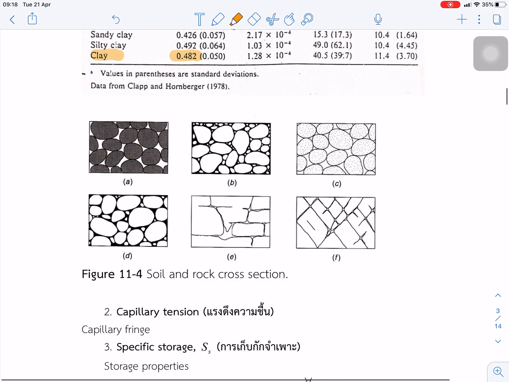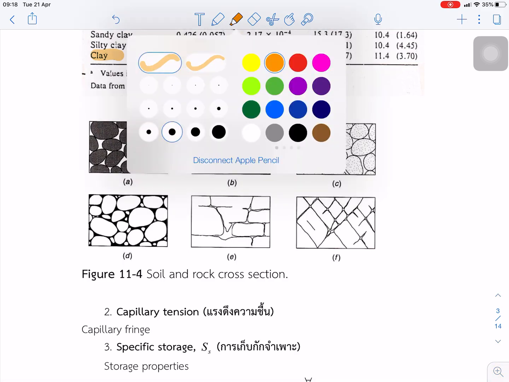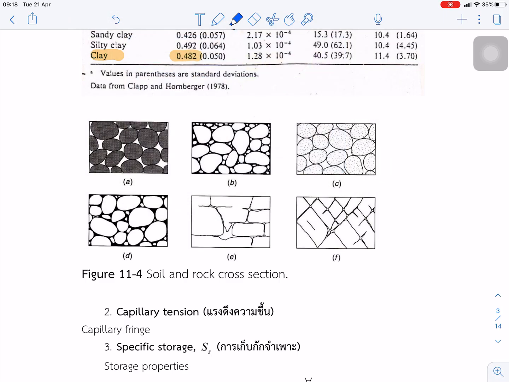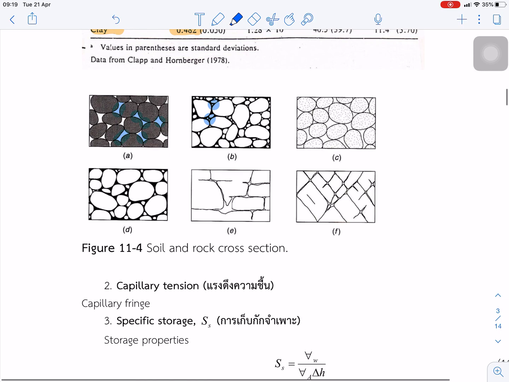This is a soil and rocks cross section. You can see the void between the particles. The water can store in the void. But if the grains are of different sizes and stay together, the void is very small. Even in the rocks, if there is a crack in the rocks, it means the water can stay in these cracks as well.